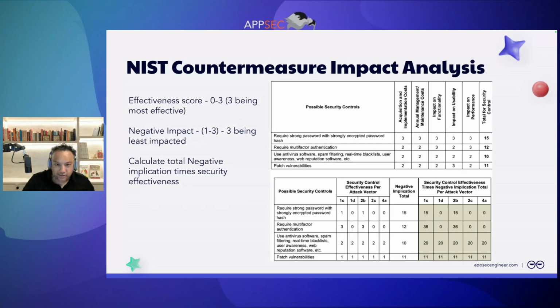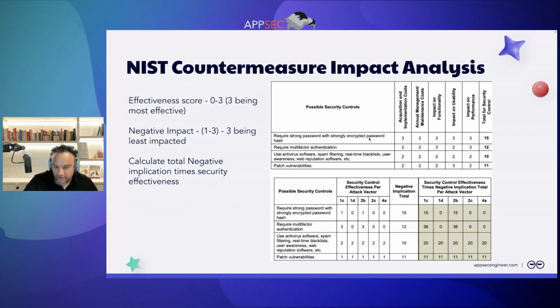That is the best kind of control. So NIST gives you this nice little table where they say, okay, require a strong password with a strongly encrypted password hash. So the acquisition cost is 3, least impact, right?